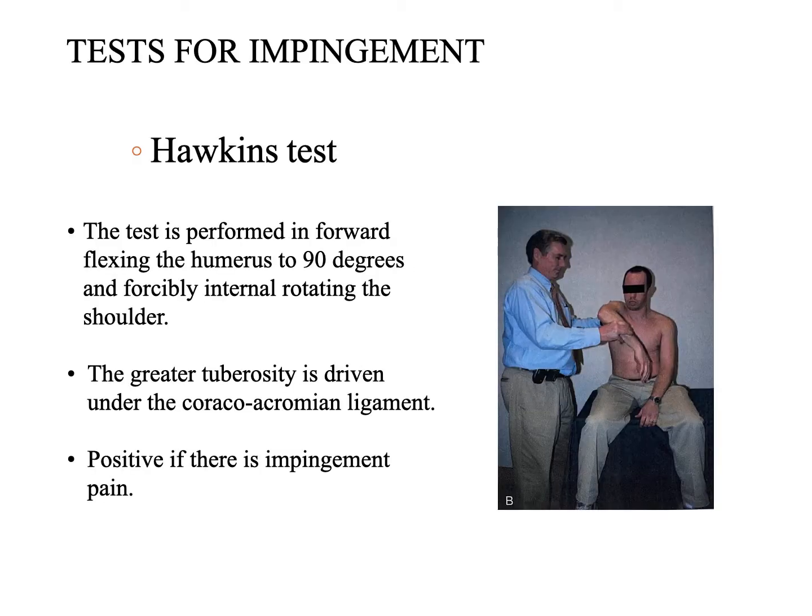Let us come on to the non-specific but very sensitive tests for rotator cuff injuries. Number one is Hawkins test. In Hawkins test, the test is performed by forward flexing the humerus to 90 degrees and forcibly internally rotating the shoulder. The greater tuberosity is driven under the coracoacromial ligament. It is positive if there is an impingement pain.